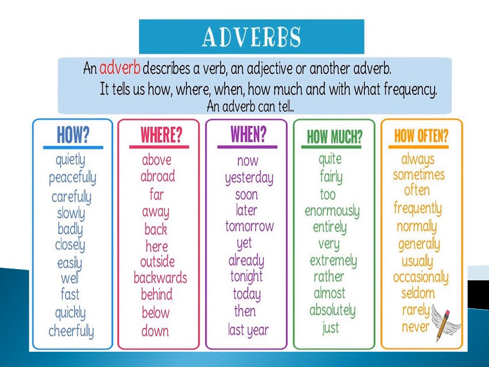The adverb can appear in the sentence before the verb or after the verb, or at the beginning of the sentence, or even at the very end of the sentence. We have many types of adverbs. According to our previous lesson, the adverb can tell how, when, or where the action happened. How, like quietly, peacefully, carefully. Where, above, abroad, far away. When, which tells about the time. The other two columns are not in our lesson.